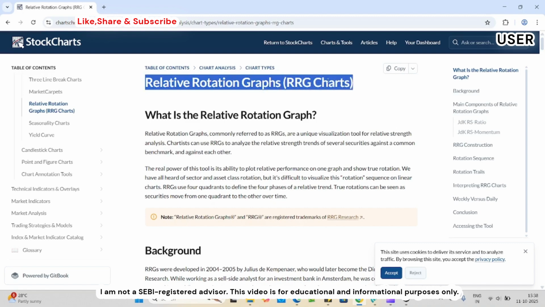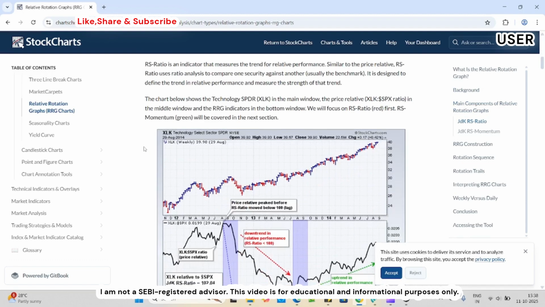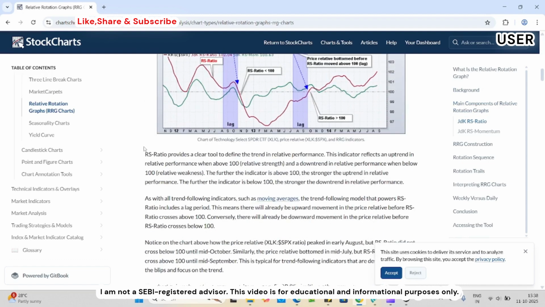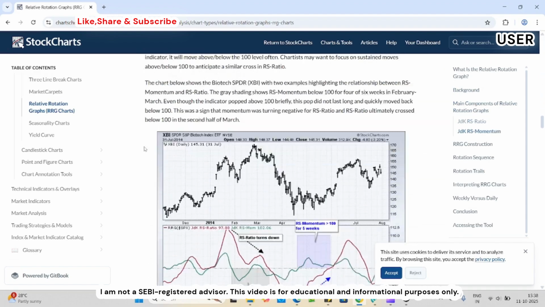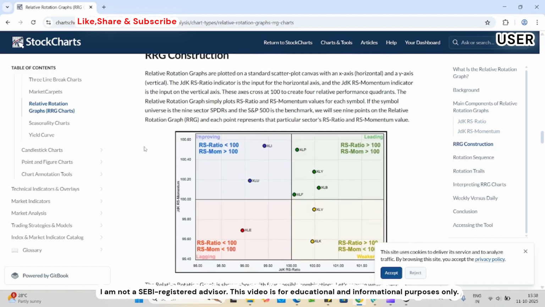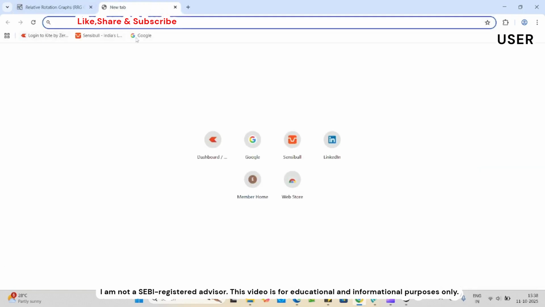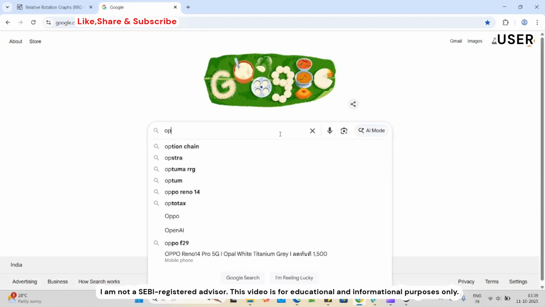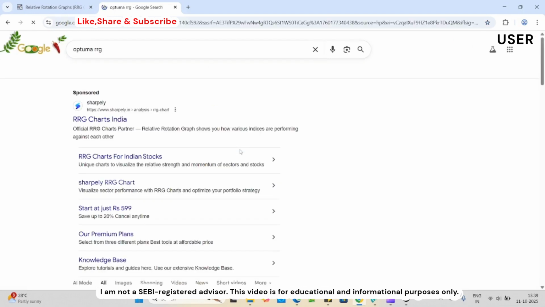Relative rotation graphs. You might have heard that in any stock market, there are sector rotations and stock rotations, right? So based on this, you can take some decision. As I told earlier, this is not a free tool at all. If you want to go for a full-fledged tool, there is one website, Optima. Optima RRG, I can say.